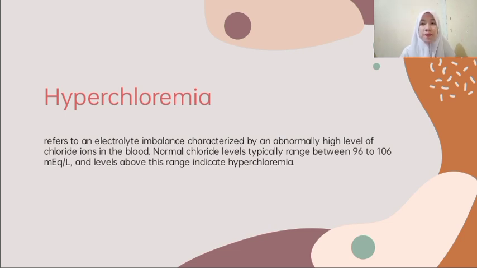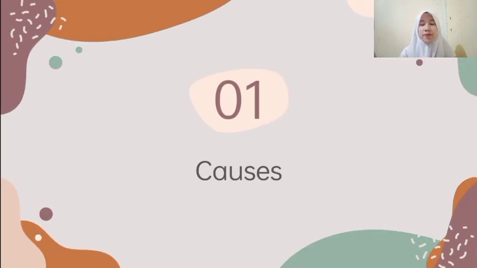Hyperchloremia is an electrolyte imbalance characterized by elevated chloride levels in the blood, typically above 106 milliequivalents per liter. Chloride is essential for maintaining fluid balance, acid balance, and normal cell function. So what are the causes of hyperchloremia?